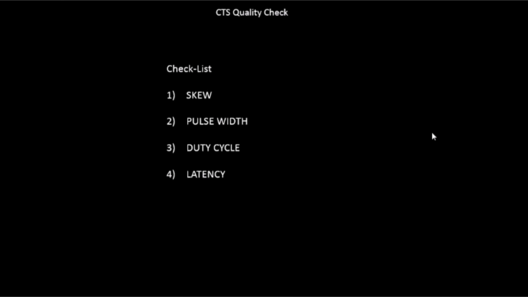The next check is the latency, where we talked about some advantages of latency and why we should be having low latency and so on. Next was the clock tree power, which is again a function of latency. So latency and power are very much related to each other. And finally we checked the signal integrity and the crosstalk section.